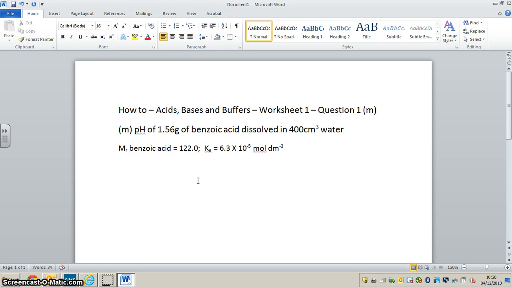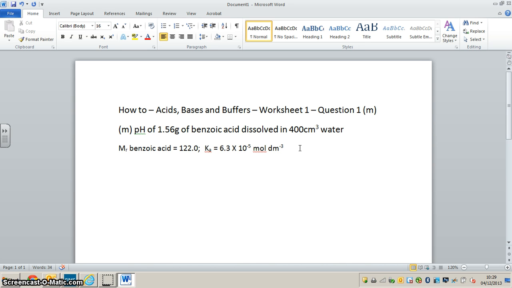This how-to video is again related to acids, bases and buffers worksheet 1, and this one is question 1M, which is written down here. And I've also extracted from the question sheet other important information about benzoic acid, its molar mass and its acid dissociation constant, which will be required to answer this question.